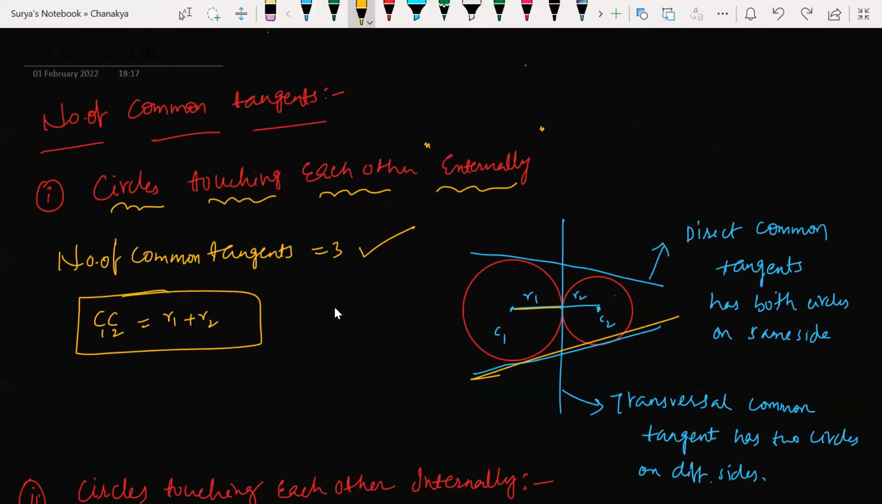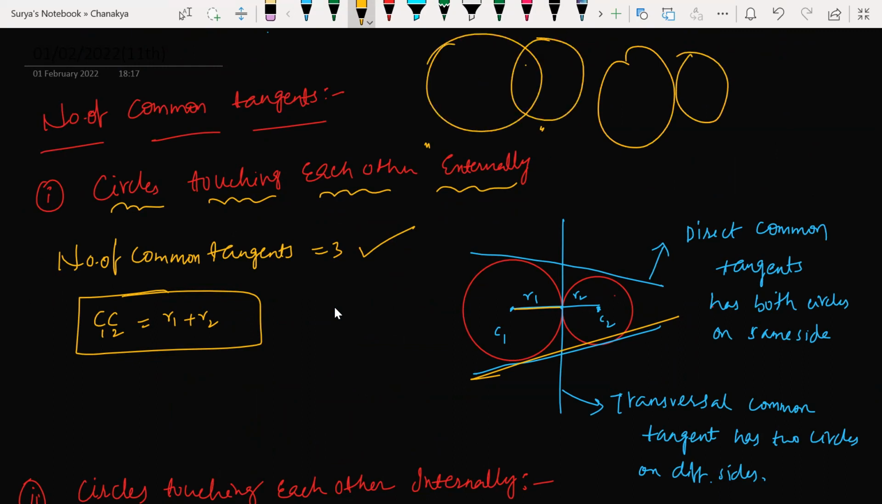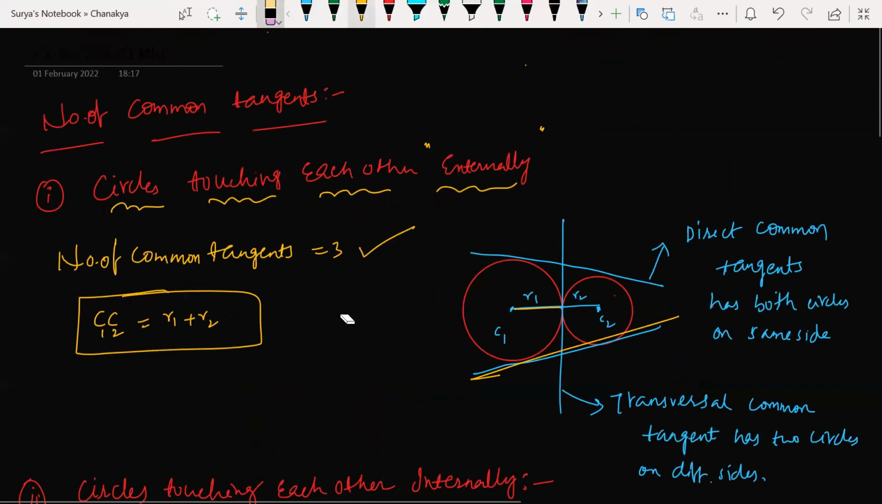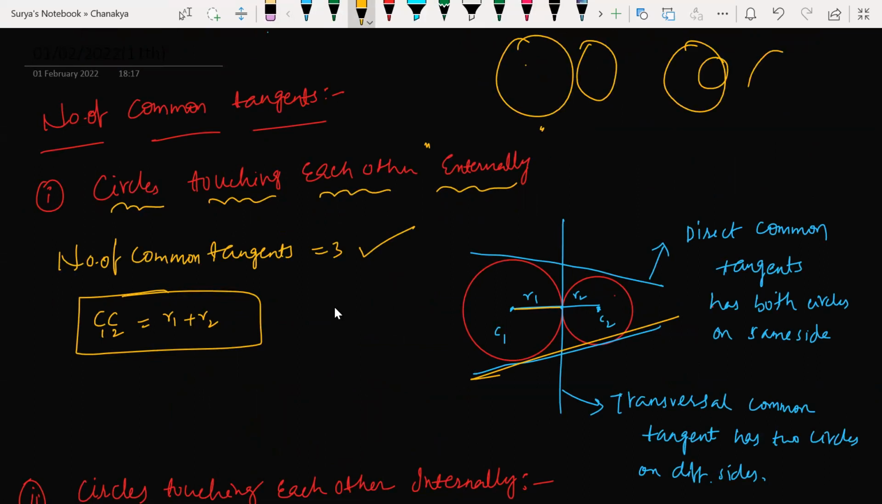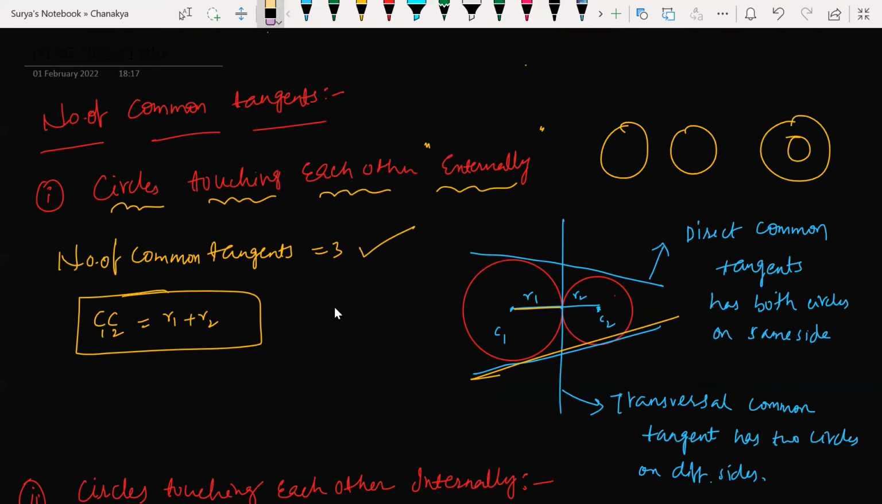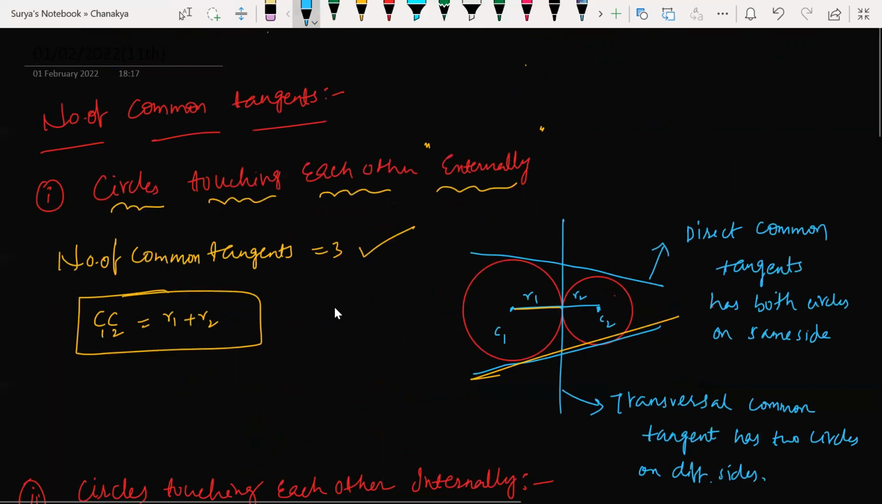Diagram डाल रहा हूँ. When two circles touch internally, when two circles touch externally, when two circles intersect like this, disjoint circles, and one circle inside the other. These are the different conditions. Under the different conditions, you'll have a different number of common tangents. As the condition varies, the number of common tangents also varies here.